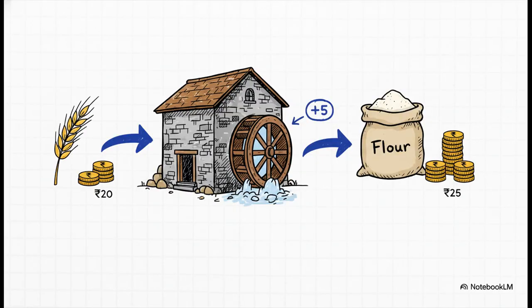Okay, step 2. The wheat goes from the farm to a flour mill. This is the secondary sector, the manufacturing or industrial sector. The mill does its job. It grinds the wheat into flour, and now it sells this flour to a biscuit company for 25 rupees. Now, did you notice something? The value went up. It was 20 rupees, now it's 25. The mill has added value of 5 rupees by turning wheat into flour.